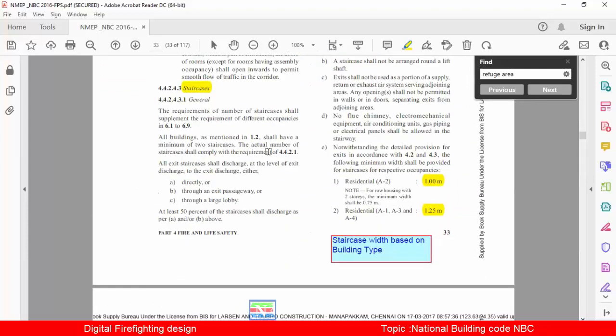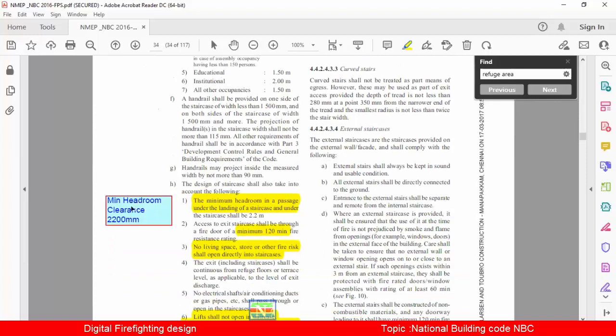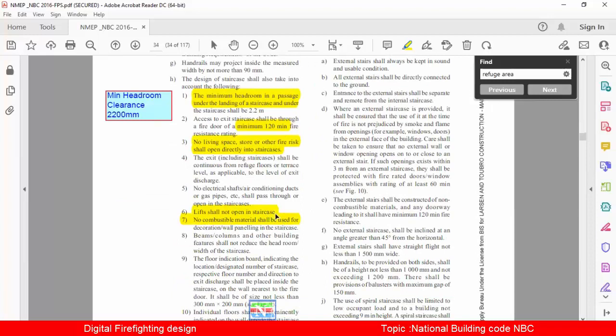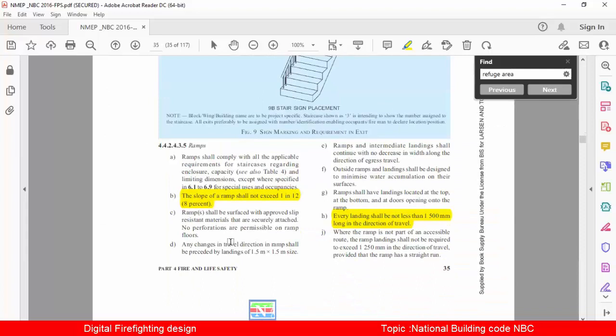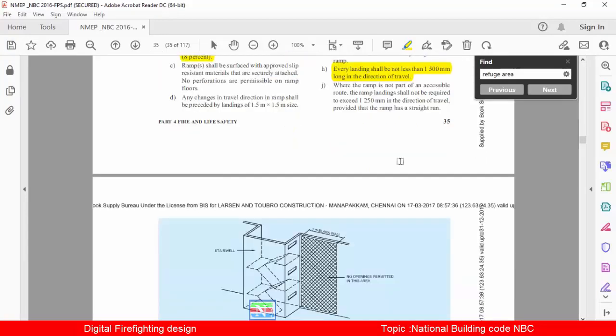What is the width of the staircase? Based on the different types of building, residential, if it is two storeys then it is 1 meter, if it is more than that it will be 1.25 meters. So based on the requirement you just change the staircase width. Minimum headroom you need to maintain is 2.2. Lift shall not open in the staircase. All these are very small points you can go through. Each landing should not be less than 1.5 long in the direction of travel.